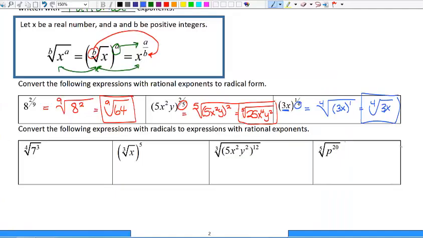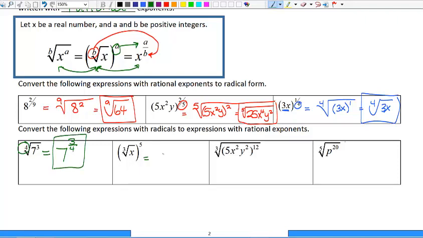Next, I want to convert the following expressions with radicals to expressions with rational exponents. So basically the exact same thing I just did, but backwards. So notice that this is a radical expression and I want to rewrite it as a rational exponent. So the base 7 will stay the base. The 3 exponent is going to stay the 3 exponent, but the 4 in the index will just become the denominator in the exponent. And that's all you have to do.